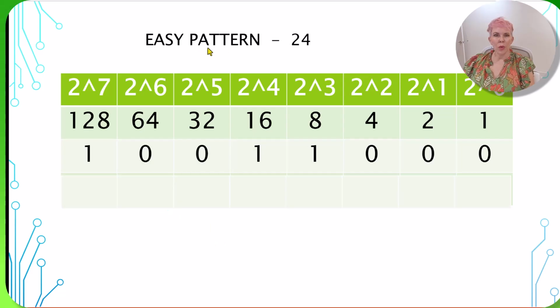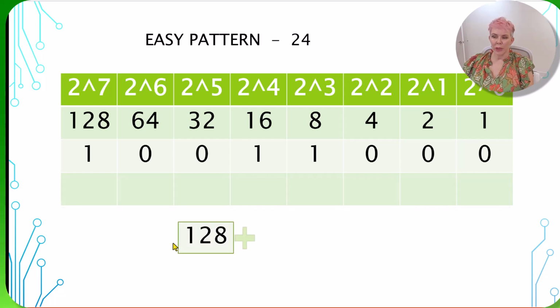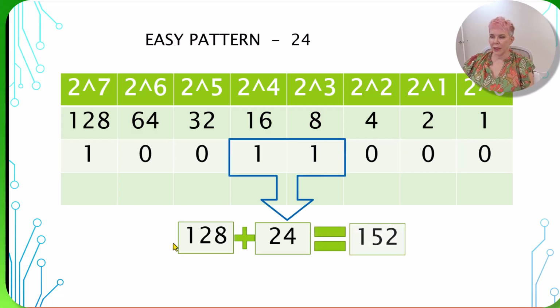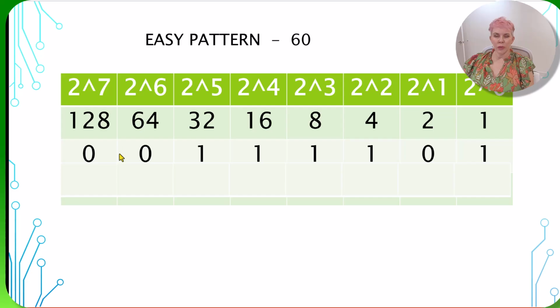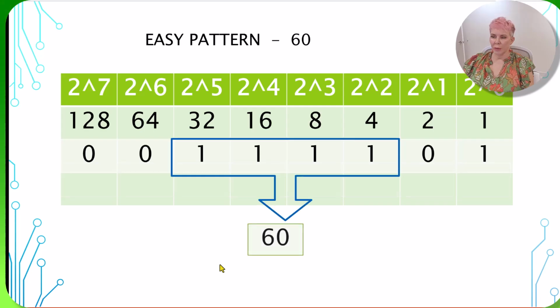Here's the 24 easy pattern. I can see here that I've got the 24 and the 128. Now what I have to add is 128 plus 24 instead of 128 plus 16 plus 8, and I get a value of 152. Here's one using the 60. I've got the easy pattern of 60 and the 1 is turned on. Now I'm just adding 60 plus 1 to get 61.